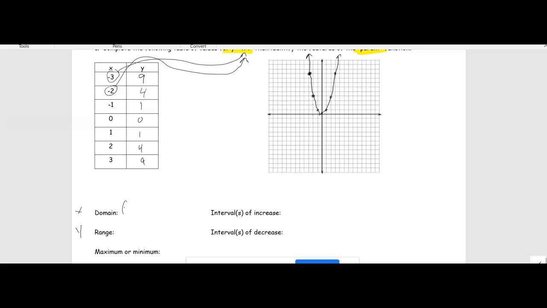Negative infinity. Good. This will go left and right forever. Even though it goes up pretty quickly, this is going to continue to go to the left forever and ever and ever. So we go left, we go right.